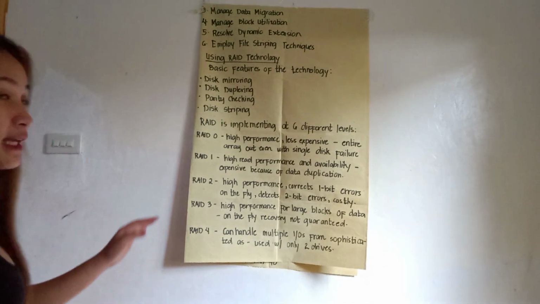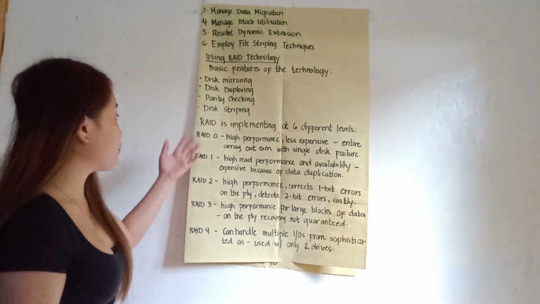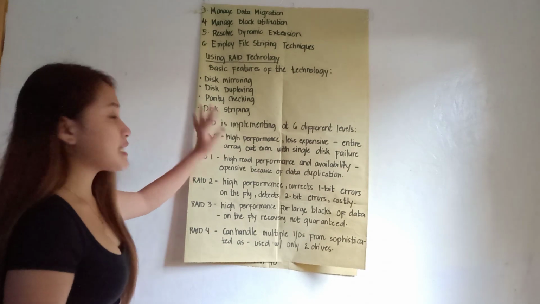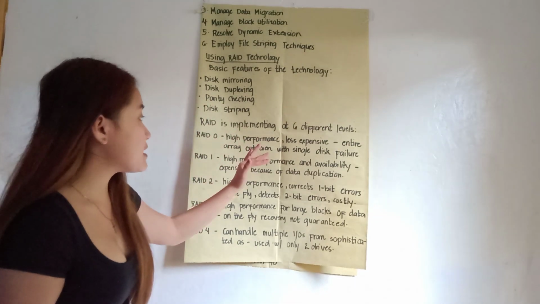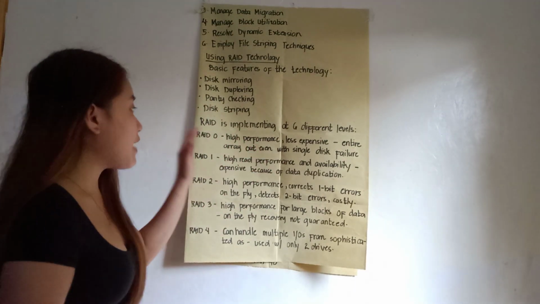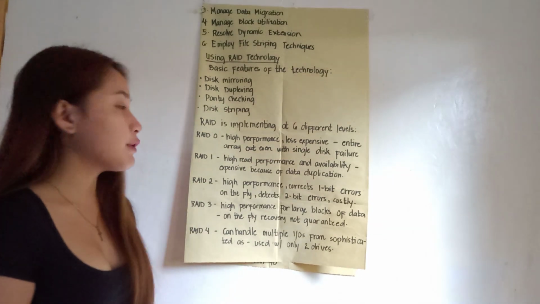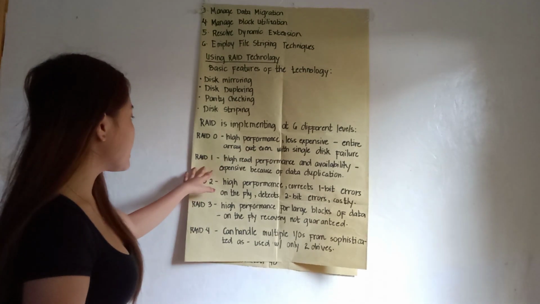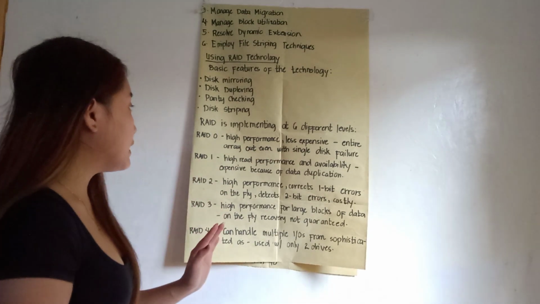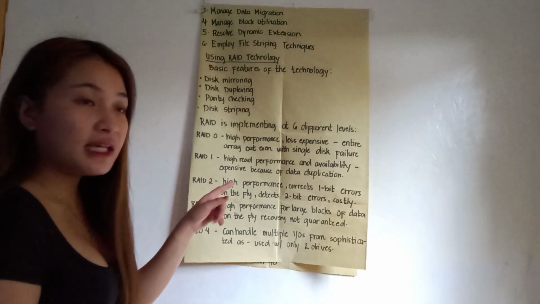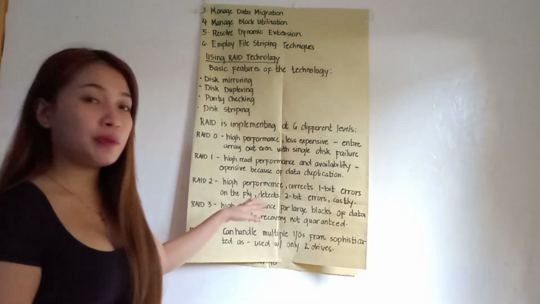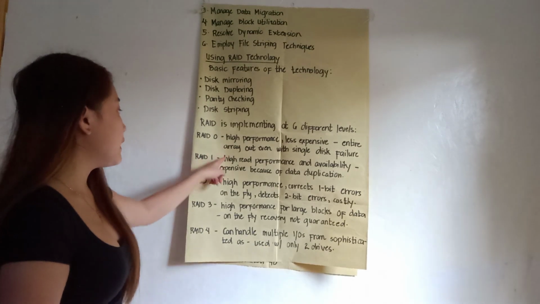RAID is implemented at 6 different levels. RAID 0 is high performance and less expensive, but the entire array is out even with a single disk failure. RAID 1 has high read performance and availability, but it is expensive because of data duplication, unlike RAID 0.